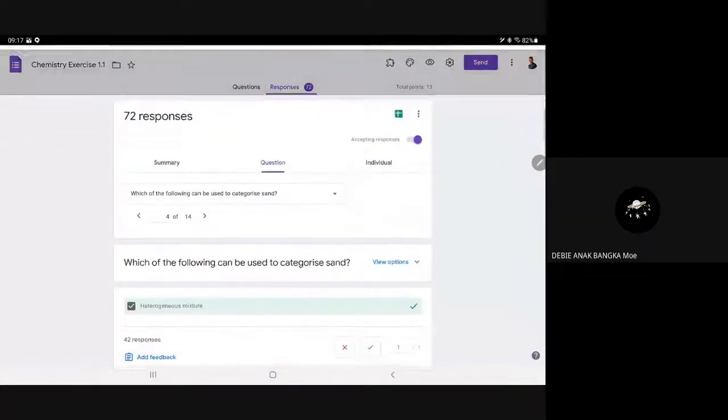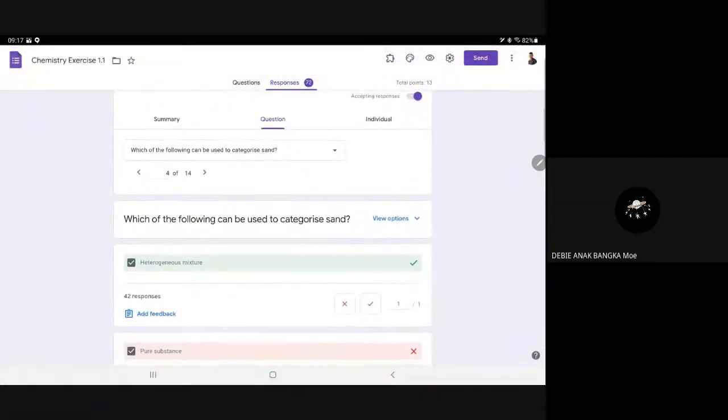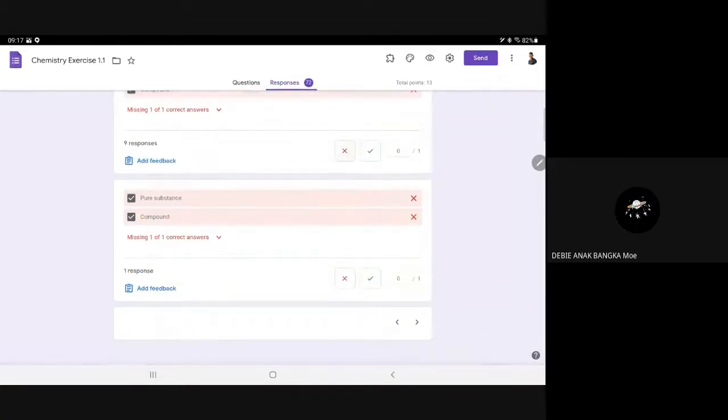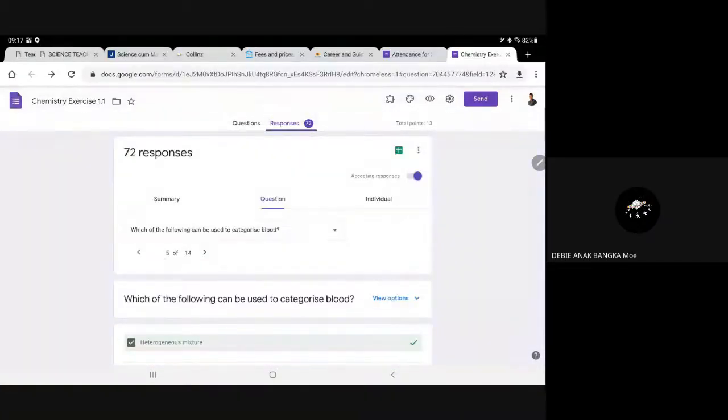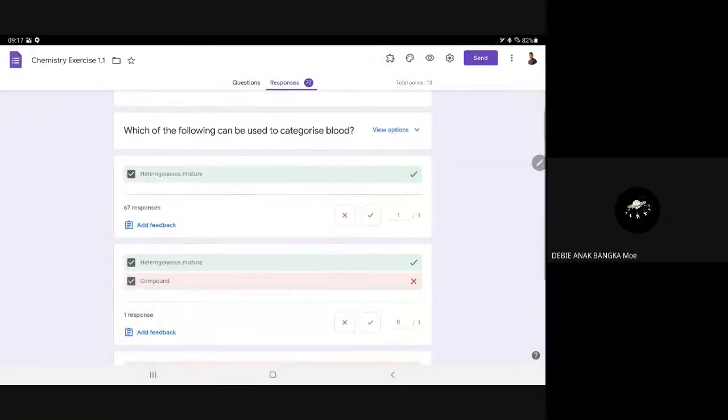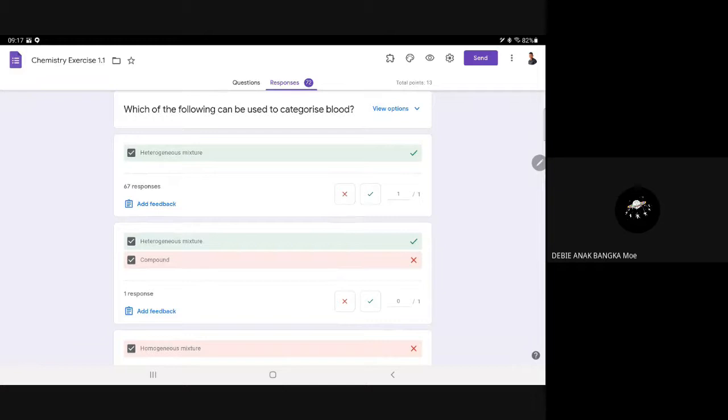Alright, and then the next question, categorization, I have already answered earlier. So it is a mixture and a heterogeneous mixture. And then the next one, which of the following can be used to categorize blood? This is also in the notes. Okay, it is a heterogeneous mixture.